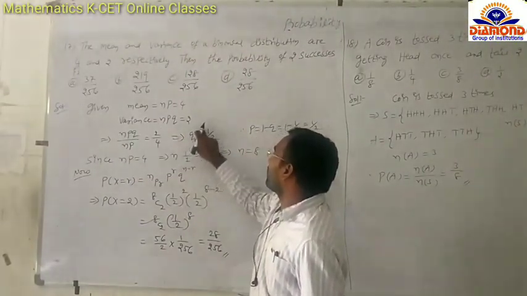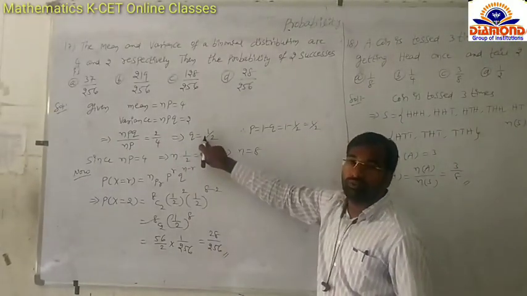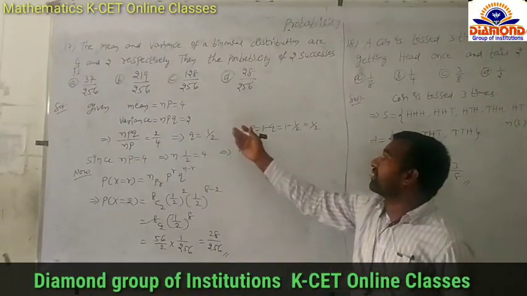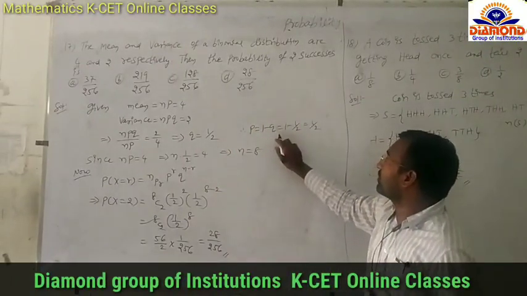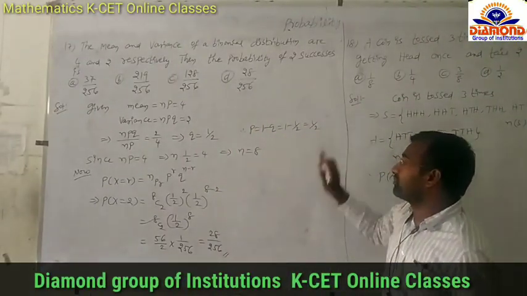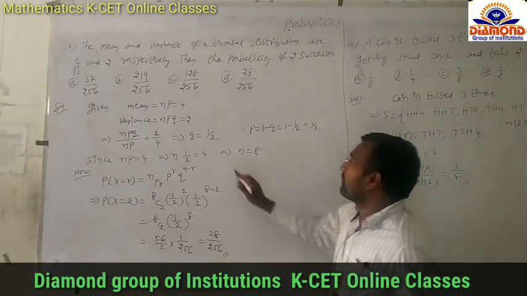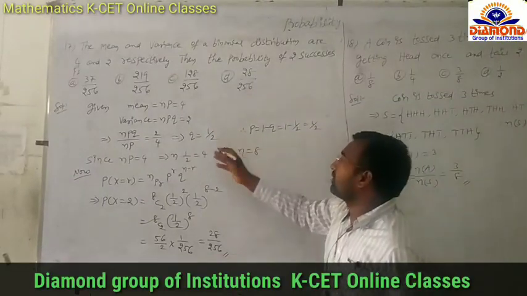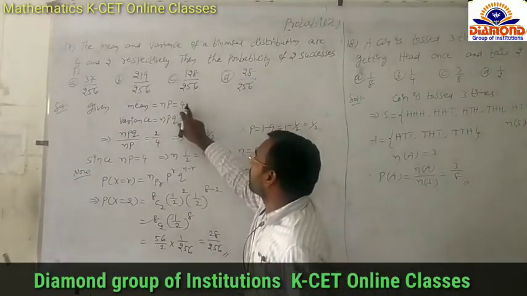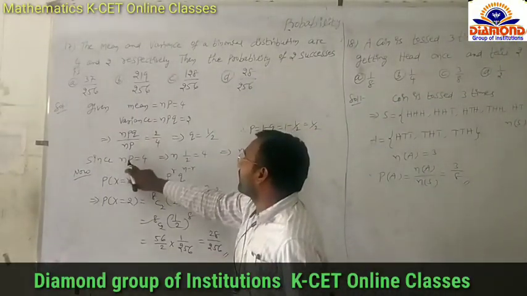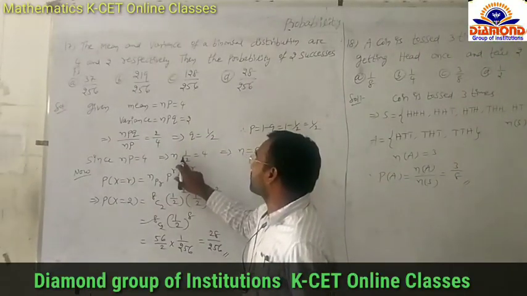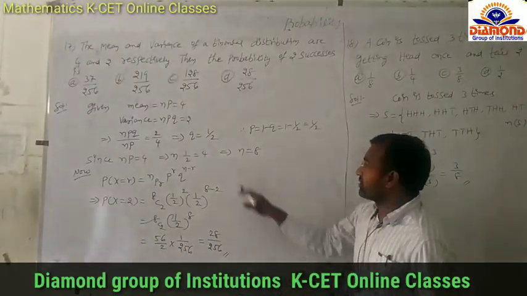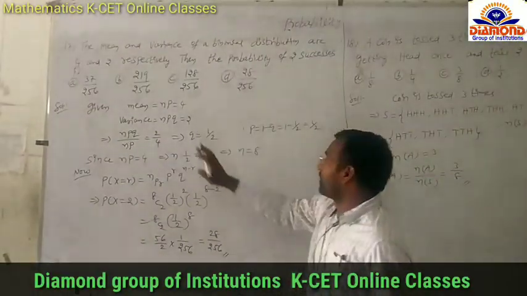So 2 by 4 equal to 1 by 2. So the Q value is 1 by 2. By using the Q value, find out P. P equal to 1 minus Q, equal to 1 minus 1 by 2, equal to 1 by 2. Next, mean equal to NP equal to 4. Substitute P equal to 1 by 2 here. You get N value is 8. So you got the values N, P, Q.